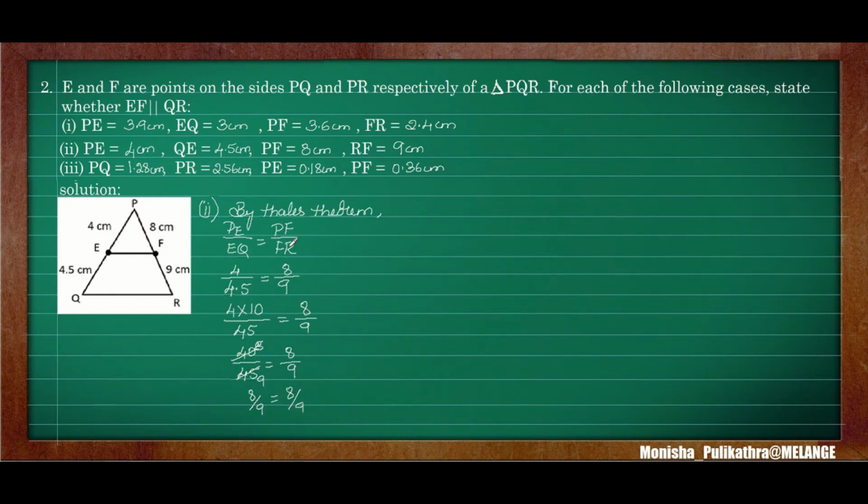Here the ratios of both sides of the triangle become equal. So PE by EQ is equal to PF by FR. It is satisfying the Thales theorem, right? Therefore this is similar, and EF is parallel to QR. I hope you understood this.